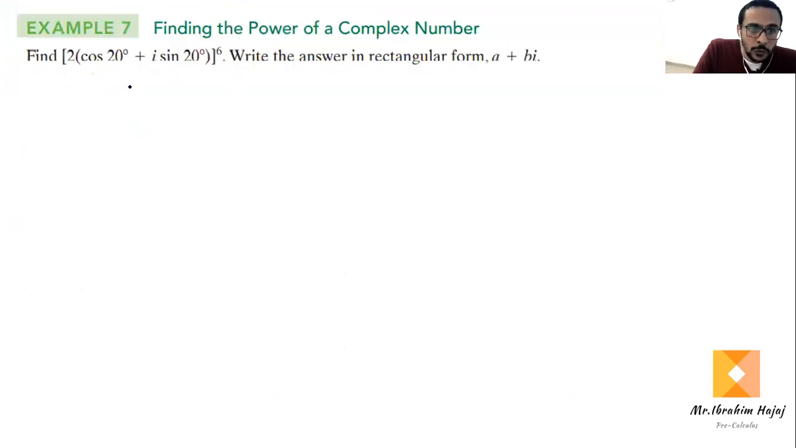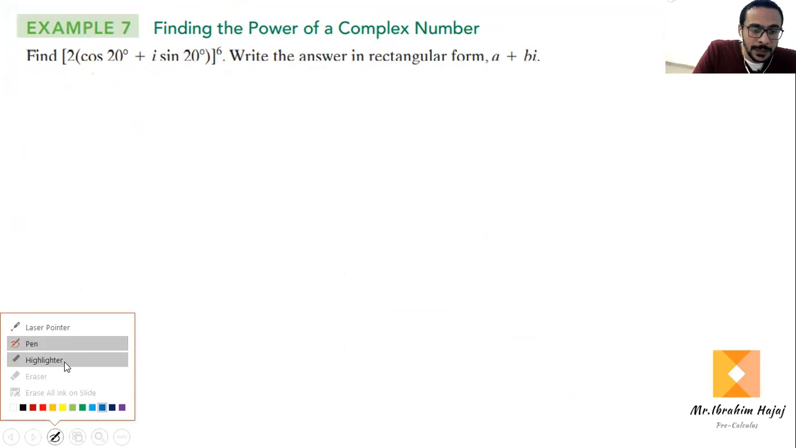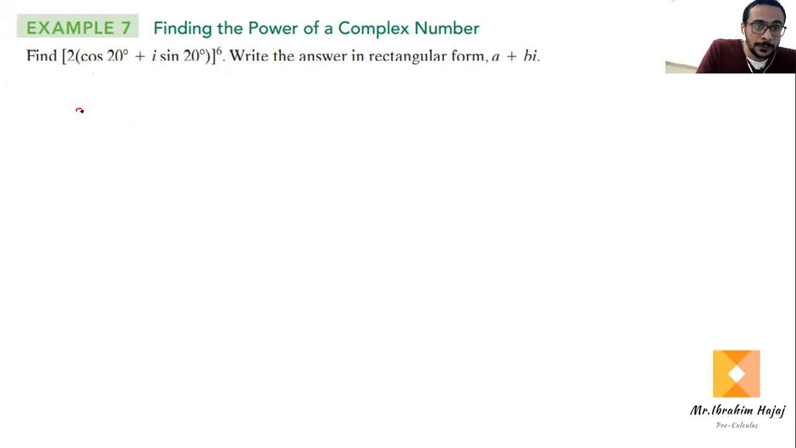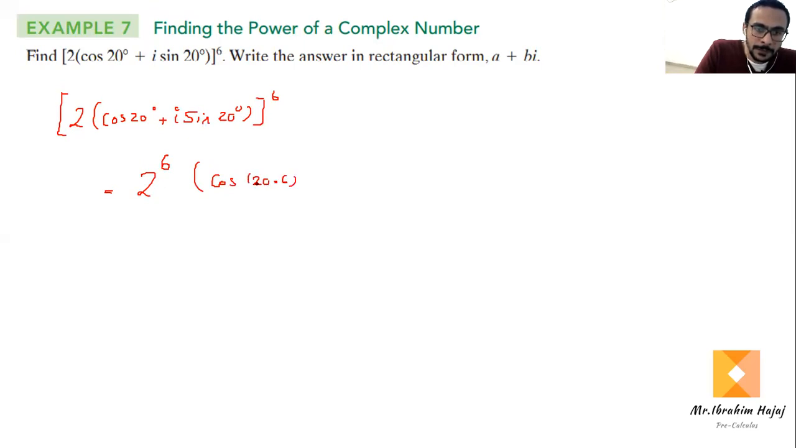Example 7: find 2 cosine 20 degrees plus i sine 20 degrees, and this all to the power of 6. Who can do it? Start with 2. We'll have 2 to the power of 6. And then cosine 20 times 6, plus i sine 20 times 6.